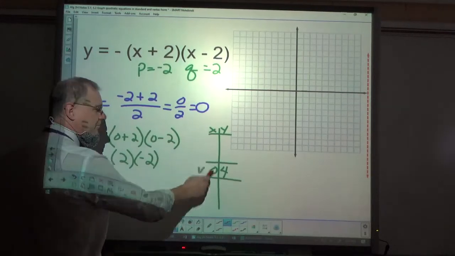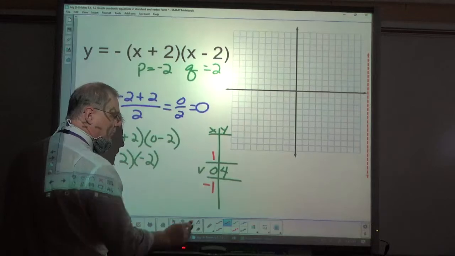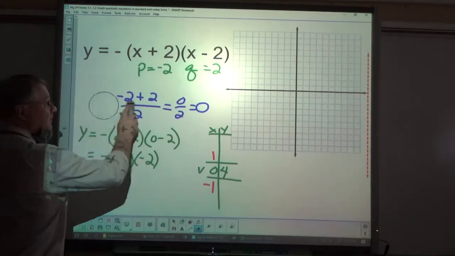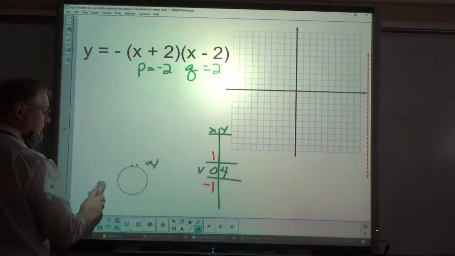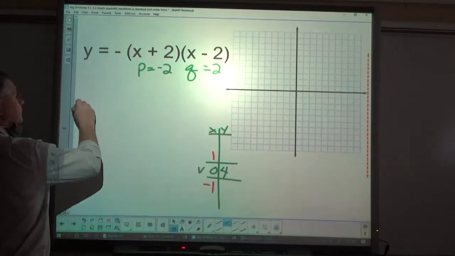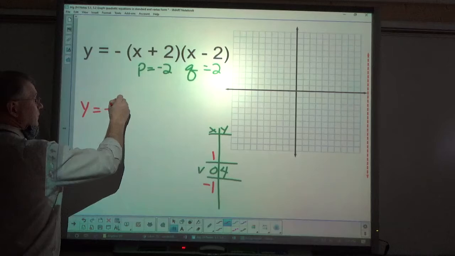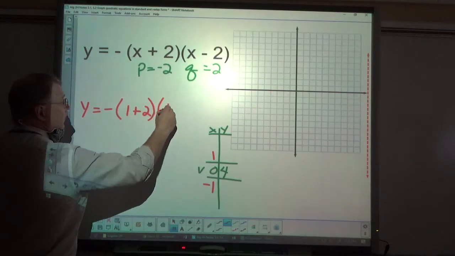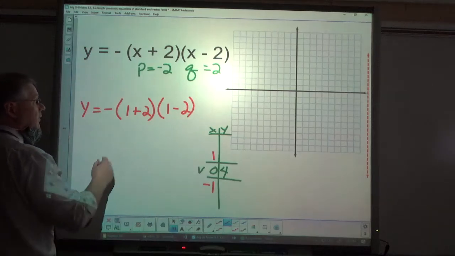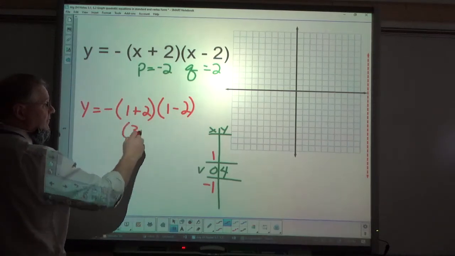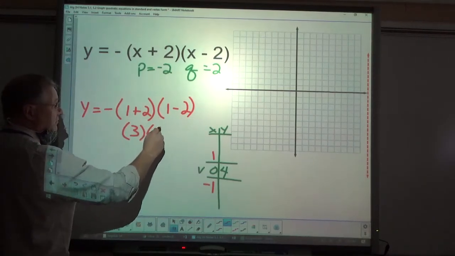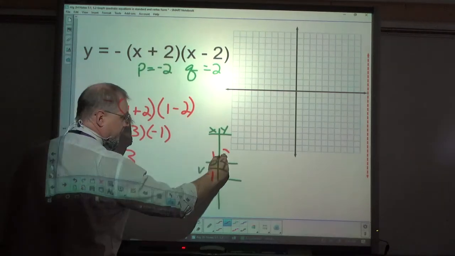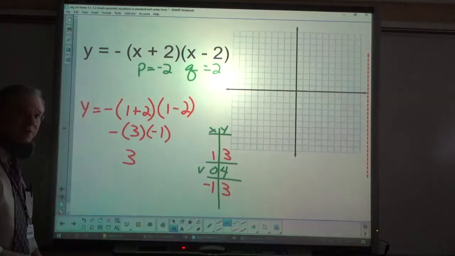All right, go up and down from there. 1, negative 1. I'm going to erase some of the stuff so we have room. All right. So 1 plus 2, 1 minus 2. 1 plus 2 is 3, and 1 minus 2 is negative 1, times a negative gives me 3. This one should be 3, but I'm going to check it.